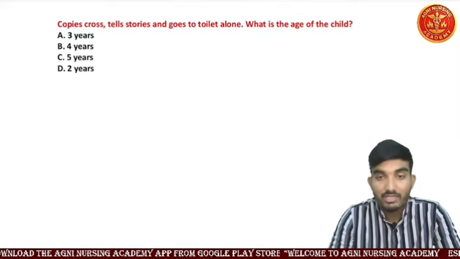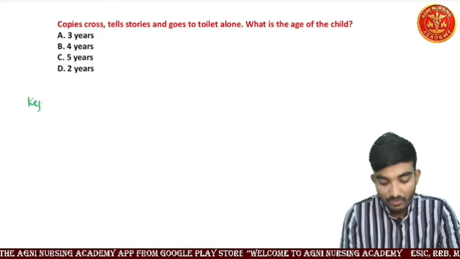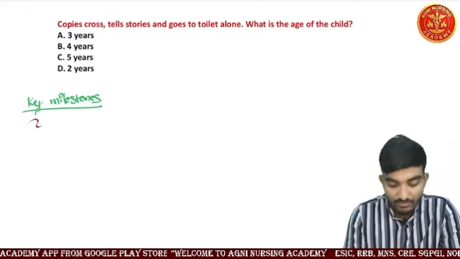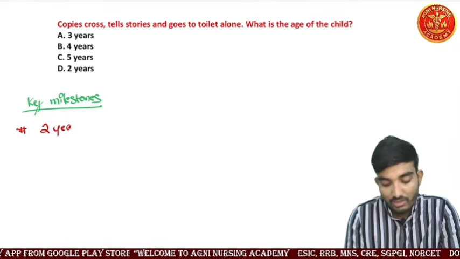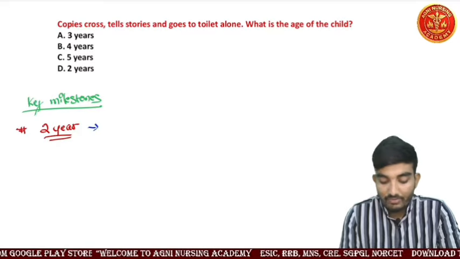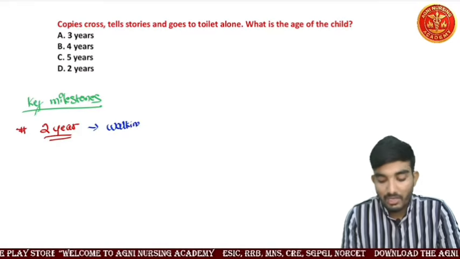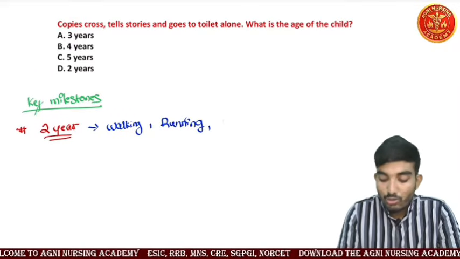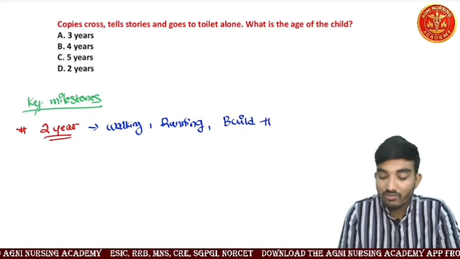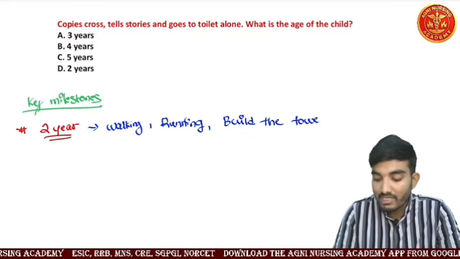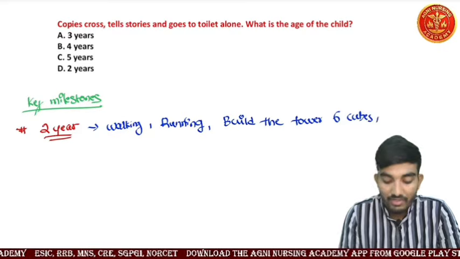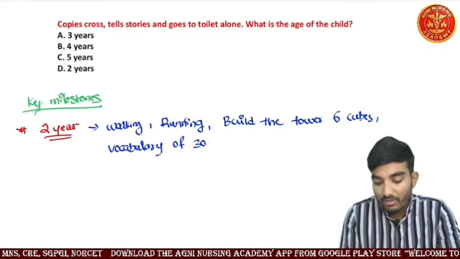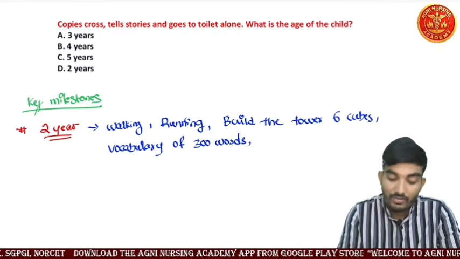Before going to the answer of this MCQ, we'll discuss some key milestones. First, we will discuss the 2-year key milestones. In the 2-year key milestones, the child is able to walk independently, and is also able to run, and build a tower of 6 cubes, and they have a vocabulary of 300 words.